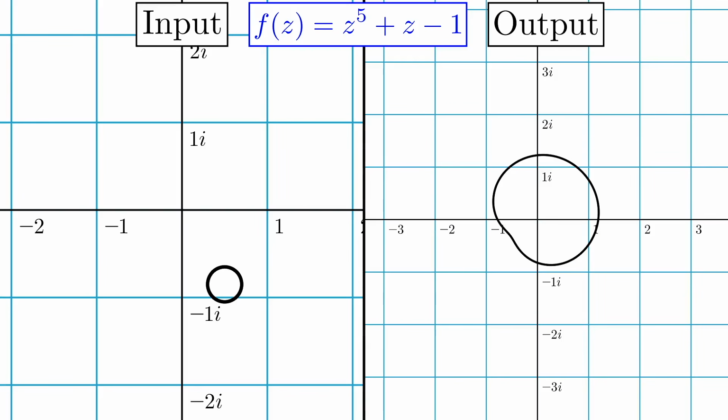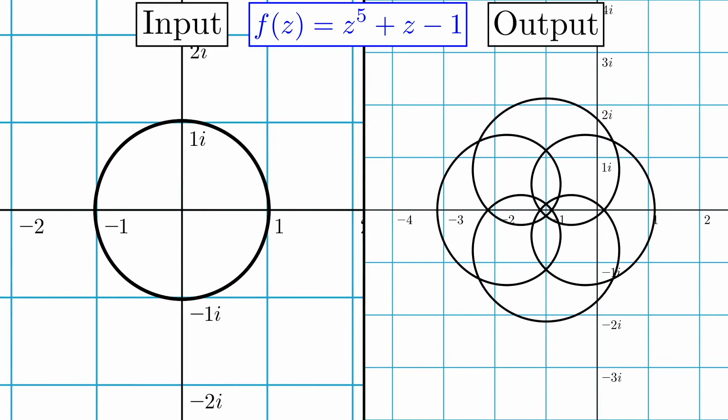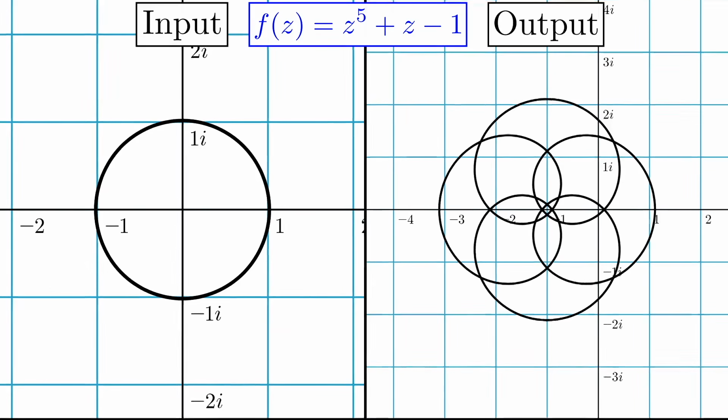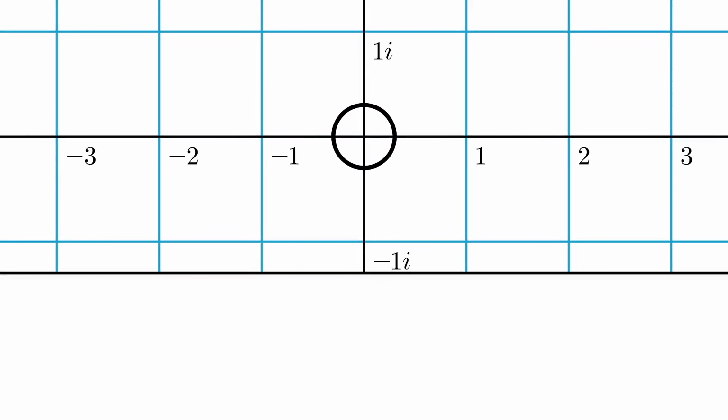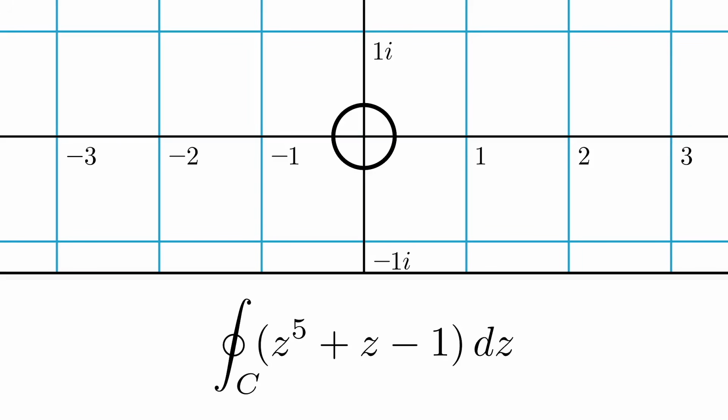Unfortunately, even for relatively simple functions, the images of circles can get quite complicated. How will we decide if this complicated curve actually encloses 0? And perhaps more importantly, how will a computer decide if it encloses 0? The key here is to use complex line integrals, like we've learned about today. At first, we might want to take the integral of z to the fifth plus z minus 1 dz along C. But this won't actually help.